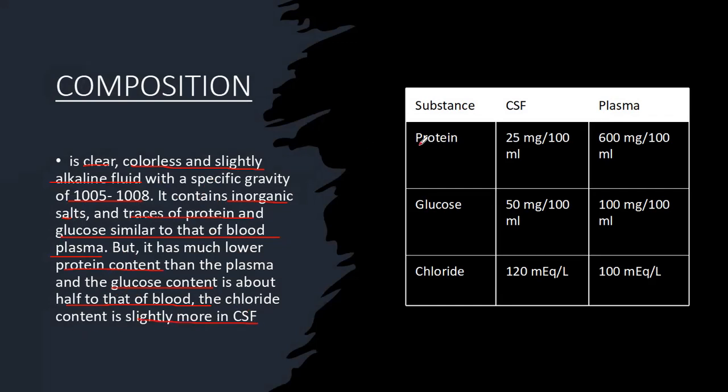And here you can see in the CSF, you have 25 milligrams per 100 ml of proteins, but in the blood it is 600. You can see that is about how many times? 24 times. Then glucose, you can see here is 50 versus 100, that is twice. Here you can see it is 120 in the CSF as compared to 100 in the plasma. So you can see the CSF chloride concentration is higher.